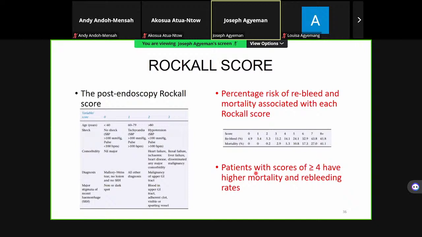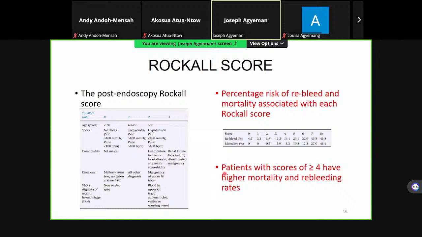There was a problem, you claim that you have solved the problem. To what extent did the problem get solved? Are you going to have rebleeding or not? So this post-endoscopic Rockall score will help us to know whether the person is still at risk of dying and the rebleeding rates, because you have done some intervention and you need to assess.